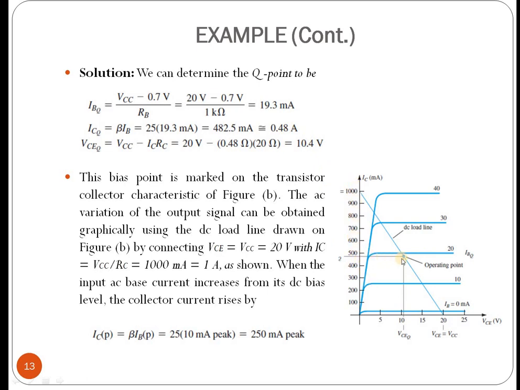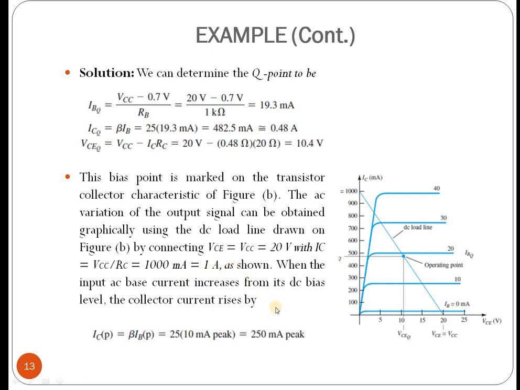From that point, if we add the rest of the line, this is the DC load line. If we obtain that, VCE equals VCC, that is 20 volt, and from that it connects with the Q point. Finally, it connects with IC equals VCC by RC, that is 1000 milliampere, so equals 1 ampere. So this is the connection.